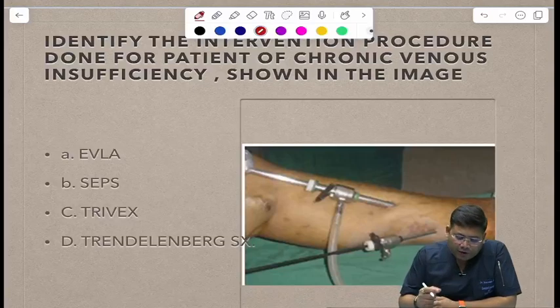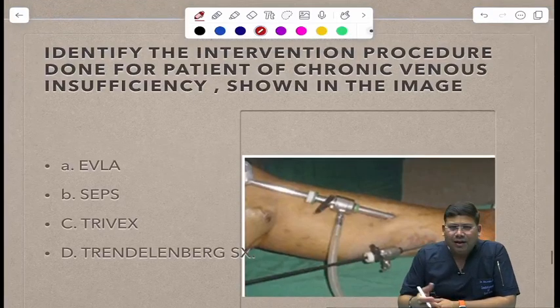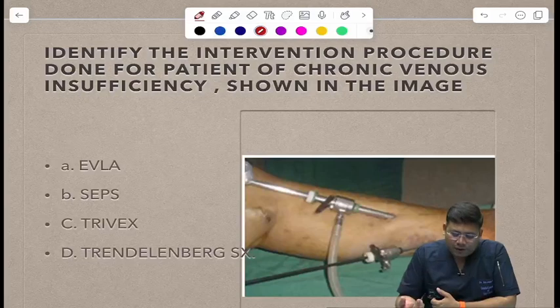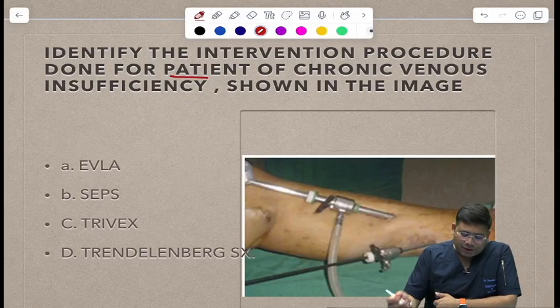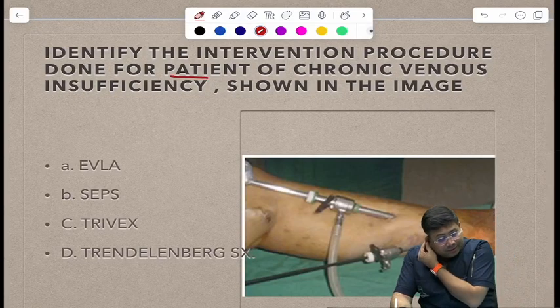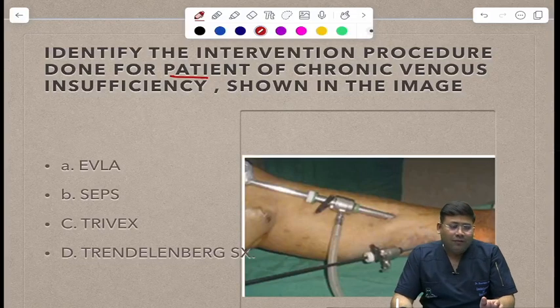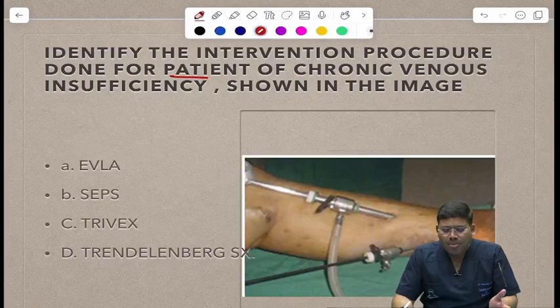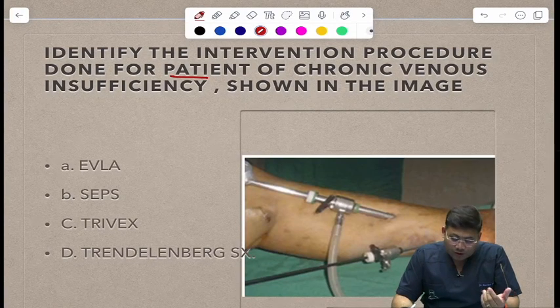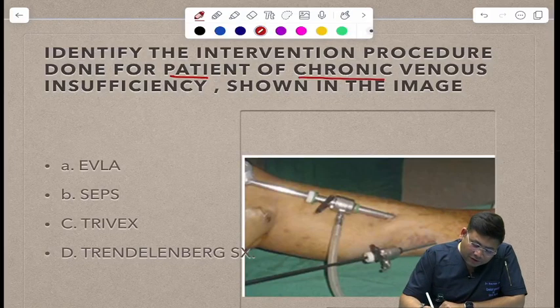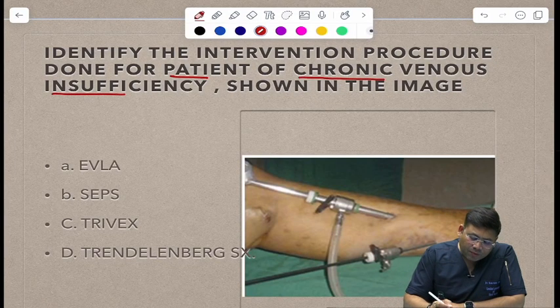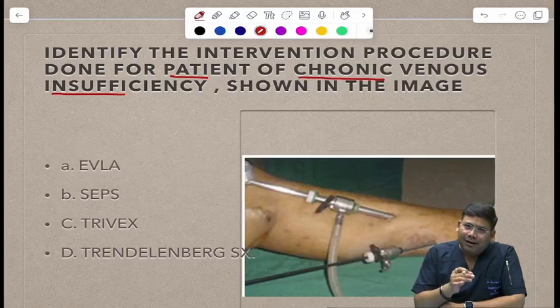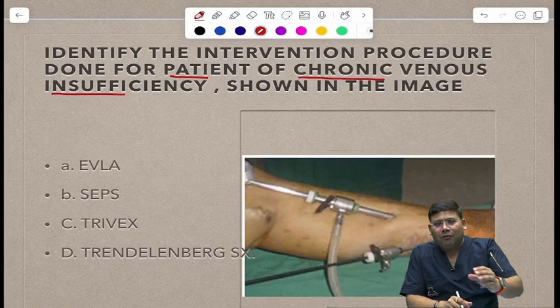So identify a patient. This is the intervention procedure done for a patient. I also practice this procedure at my center. We have done at least 5-6 cases in the last 6 months. The results have been good क्योंकि cosmesis is of paramount importance. So पहली चीज, this process is done for chronic venous insufficiency, but there's a particular category जिसके लिए associated होती है. First of all, I want to know that.